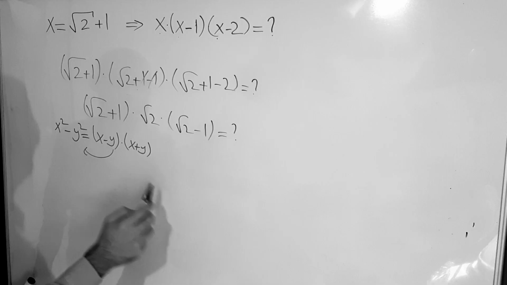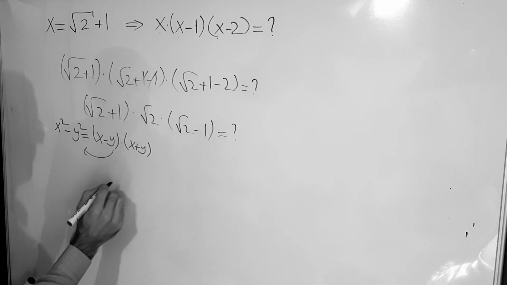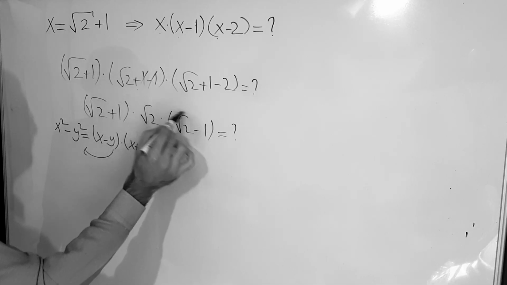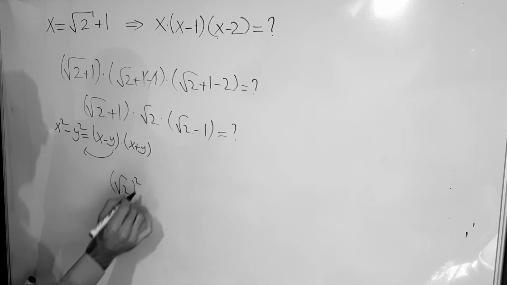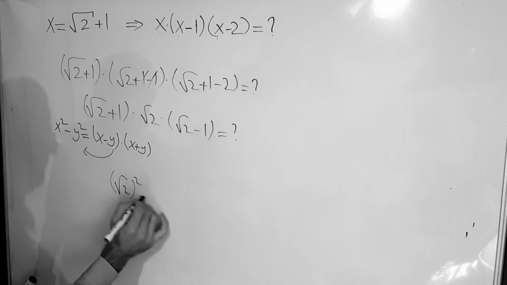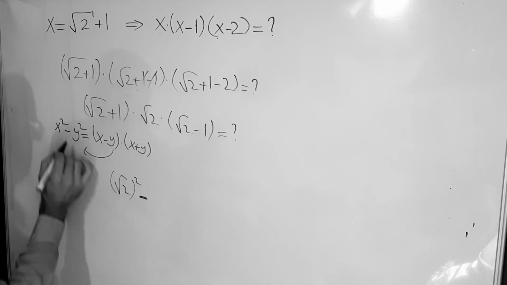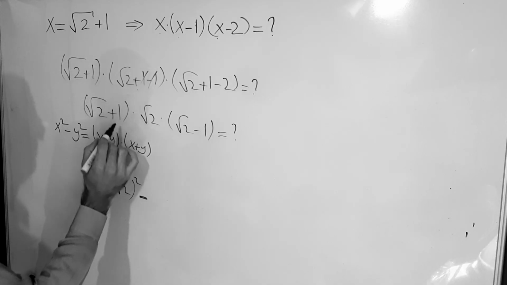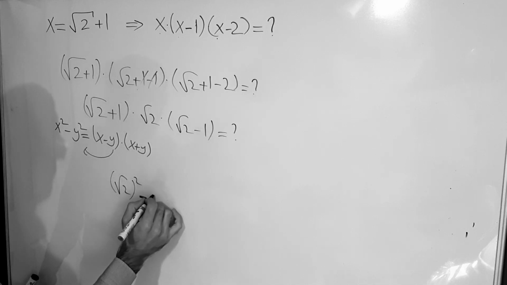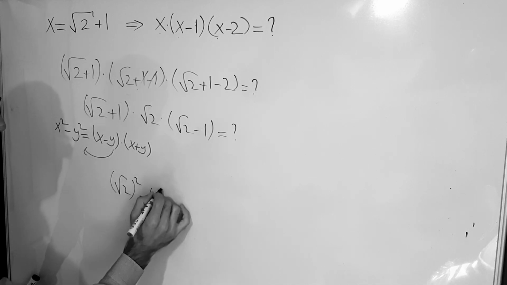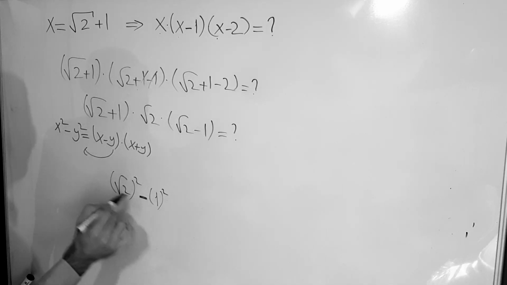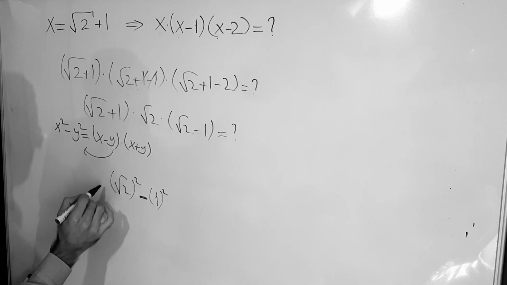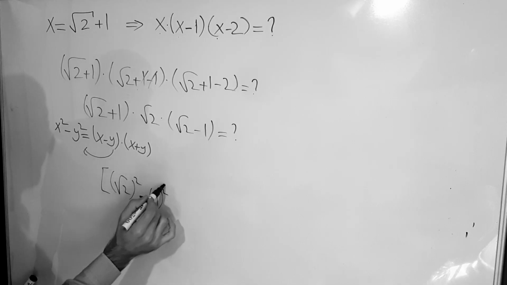Now let's look at the first and third terms. We can simplify this product using the difference of squares identity, which is x squared minus y squared equals x minus y times x plus y. In our case, x is the square root of 2 and y is 1. So, multiplying the quantity square root of 2 plus 1 by square root of 2 minus 1 gives us square root of 2 squared minus 1 squared, all multiplied by the square root of 2.